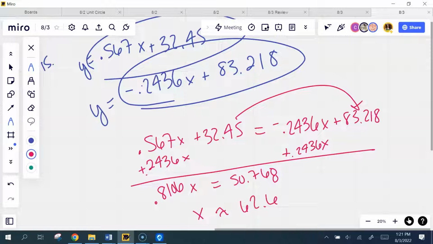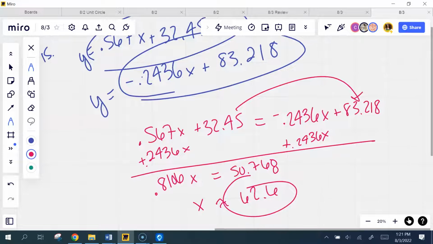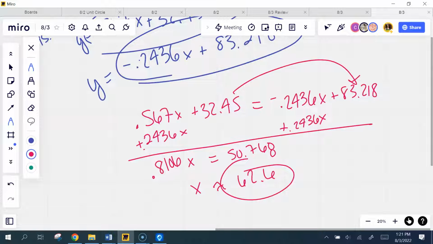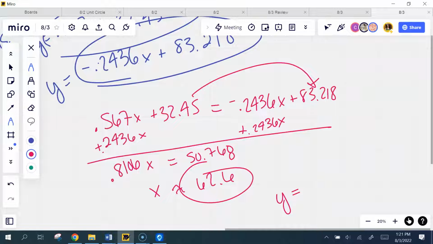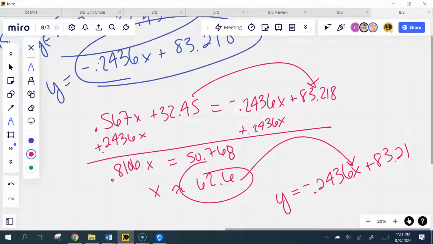Then it says, what is that number? Well, you can plug this into either equation to find that, because this is when they're the same. It should give you the same thing. So what I want to know is what does y equal when x is 62.6? So you're just going to take that same equation, and I'm going to plug the 62 in for x here.